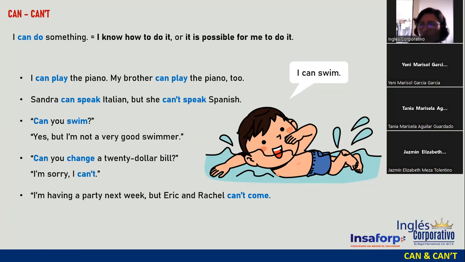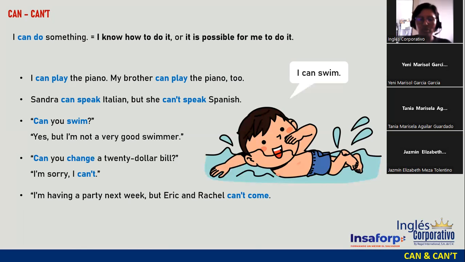Entonces, here we have some sentences. I can play the piano. My brother can play the piano too. Sandra can speak Italian, but she can't speak Spanish, right? Can you swim? Yes, but I'm not a very good swimmer. Can you change a $20 bill? I'm sorry, I can't. I'm having a party next week, but Eric and Rachel can't come, right?